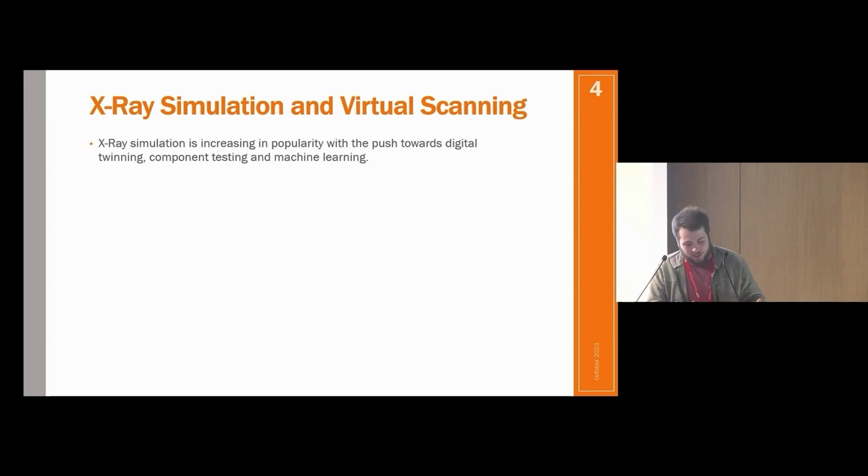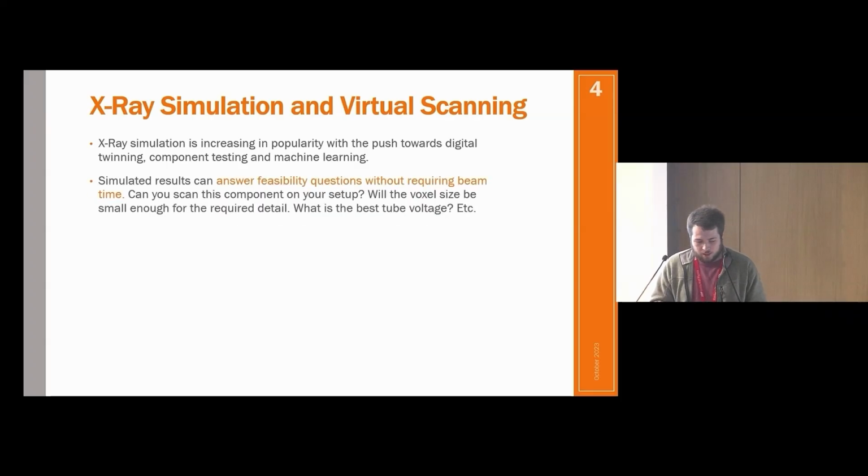It's increasing in popularity with this push towards data-driven models, machine learning, component testing, digital twinning. And the thing is, what simulated results can do, if they're calibrated properly, is answer feasibility questions without requiring beam time. I had a good talk before about doing a parameter sweep to find the best settings to X-ray your sample, and that probably cost a lot of time to take all those scans, and that time can probably be used better elsewhere.